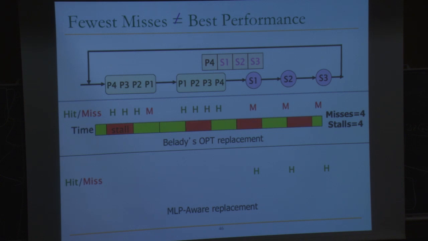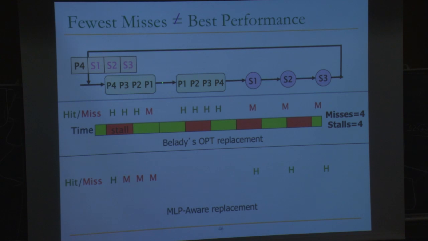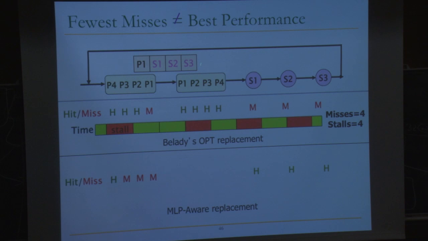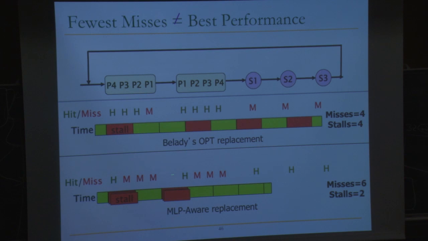Now you get hits on S1, S2, S3. You keep in cache S1, S2, S3 and replace P4. But you get misses on P3, P2, P1 when you get here. Right? So you get 3 misses and 1 hit. And here, let's assume that the last thing that remains in the cache is P1 here. We get, again, 3 misses here. So if you look at this, we got 1, 2, 3, 4, 5, 6 misses. Right? But we get only 2 stalls. So we've increased the miss count by actually 50%, which is pretty high.